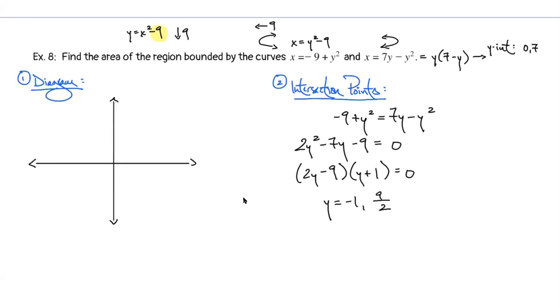All right. So, I'm going to do this. I'm going to draw this x equals -9 plus y squared in purple. And I'll do this x equals 7y minus y squared in green, okay? So the purple one, I know I have a sideways parabola, and all I'm going to do is take that sideways parabola and sort of bring it 9 units to the left. And so we might end up with something like this.